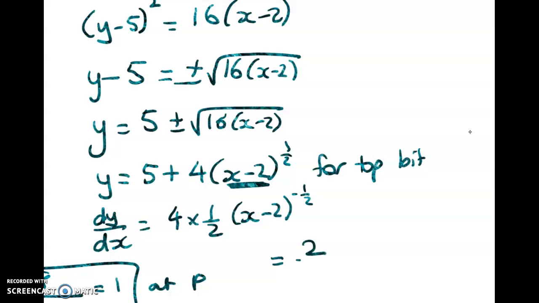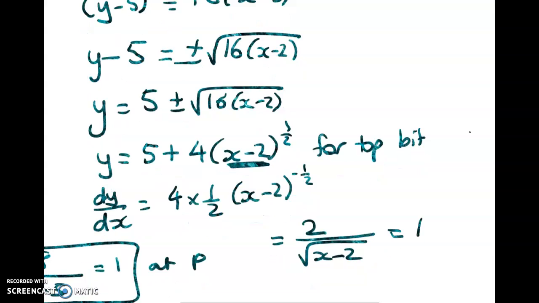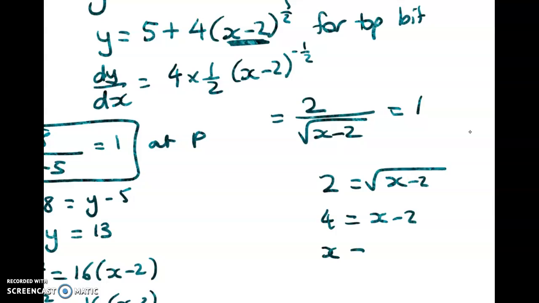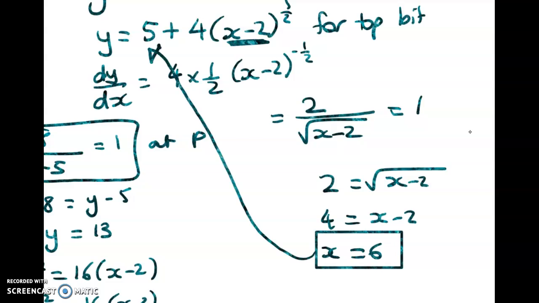And so now I've got 2 over root x minus 2, and I need to figure out where that's equal to 1. Okay, so 2 is equal to root x minus 2, 4 is equal to x minus 2, and x is equal to 6. And then from there, off we go, we chuck this back into here, and we figure out what y is. From that point on, the question is exactly the same, right? It's just how we got to finding point P.